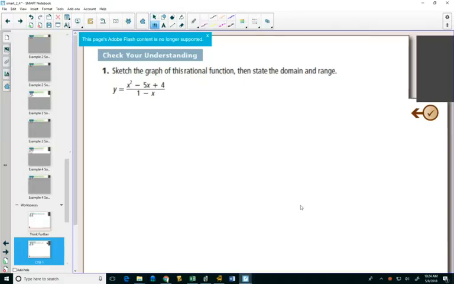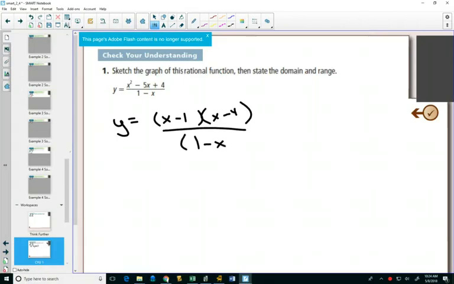So we always start by factoring, and the top here can factor to x minus 1, x minus 4, and the bottom is 1 minus x. Now, I'm going to write 1 minus x just temporarily here. I don't want you to write anything there right now. But I want you to notice that whenever you have a binomial, an x minus 1 and a 1 minus x, what can we do with that?